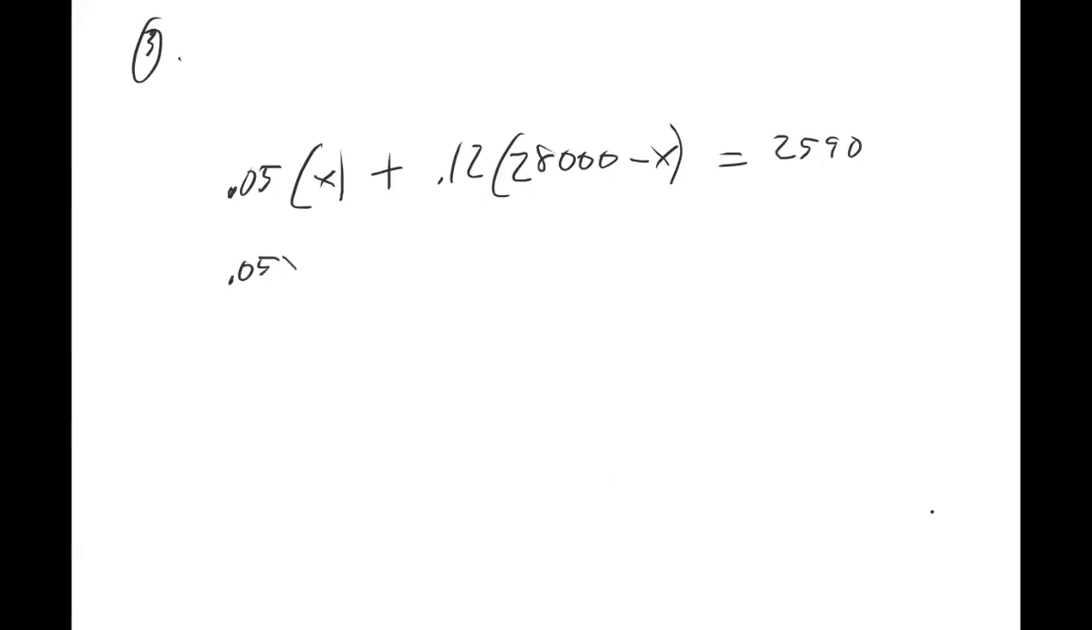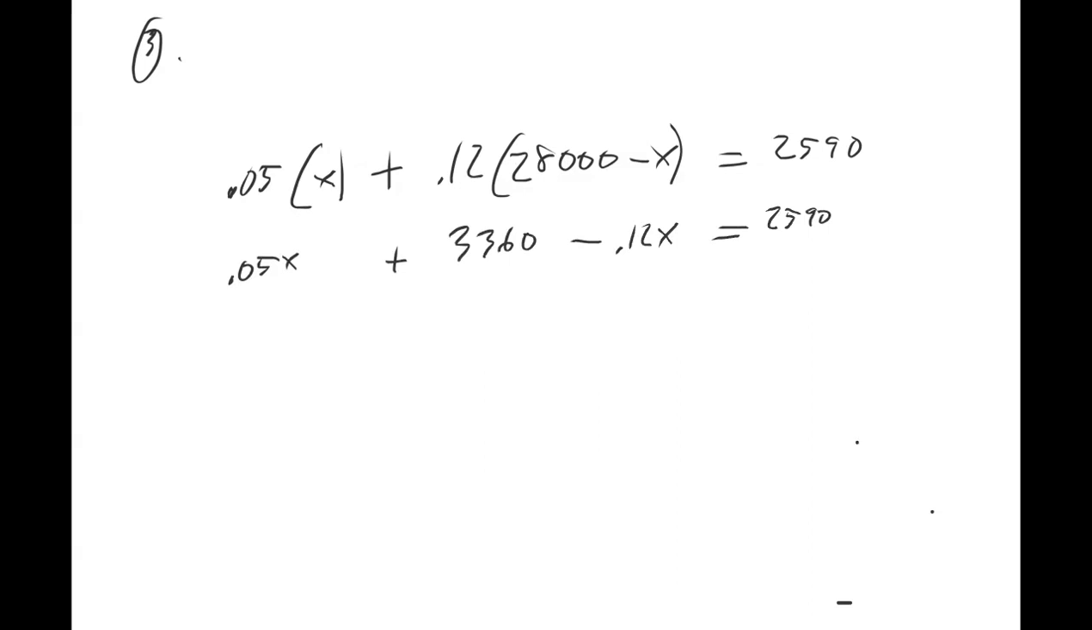0.05 times X plus 0.12 times (28,000 minus X) equals 2,590. So if I multiply that together, I just get 0.05X, there we go, plus 0.12 times 28,000, which is equal to 3360 minus 0.12 times X equals 2590.